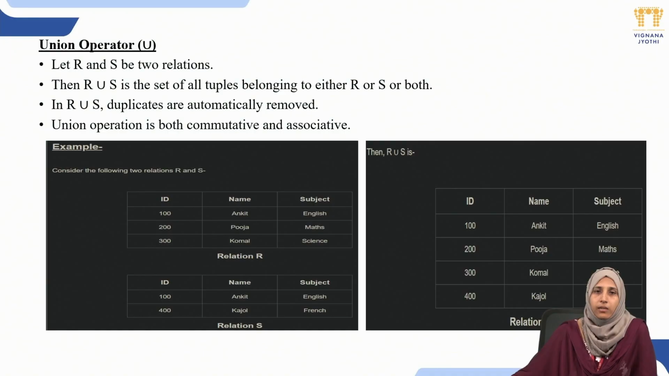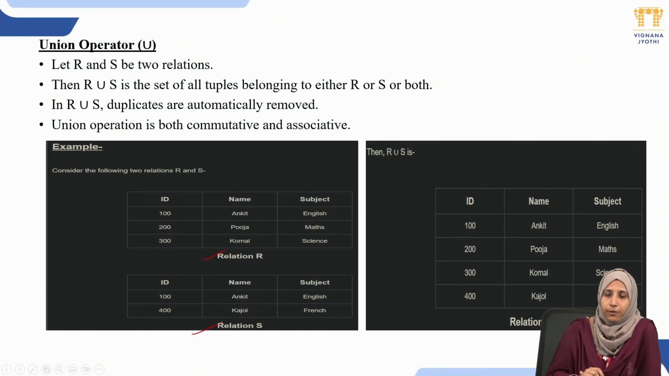Look here, there are two tables on the left side, relation R and relation S. In relation R, how many columns are there? 1, 2, 3. That is ID, name and subject. ID is of type numeric, name is of type varchar, subject is also of type varchar. The second relation, S, again has 3 columns. The first condition for union compatibility is matched, that is, the total number of columns present in S is equal to the total number of columns present in R.